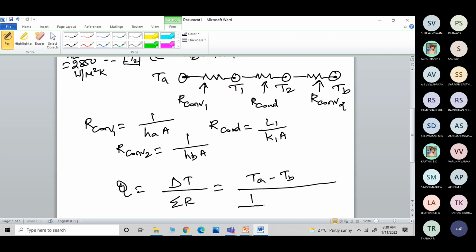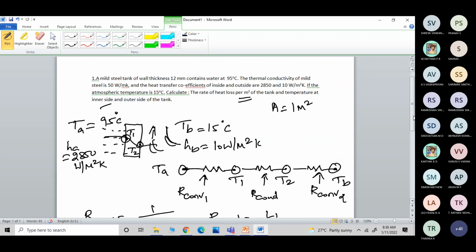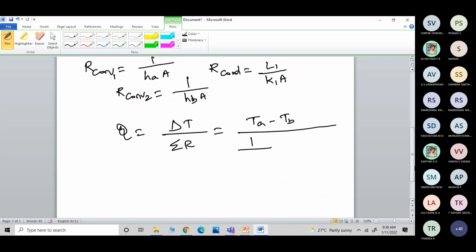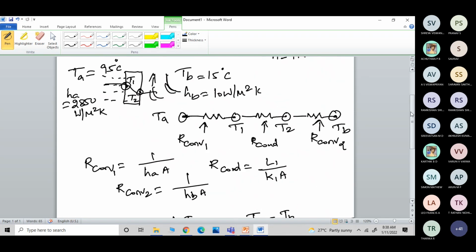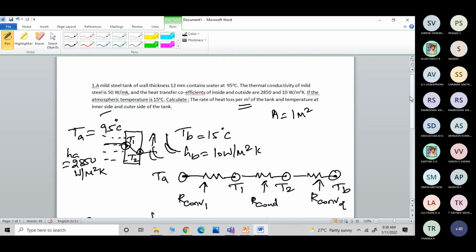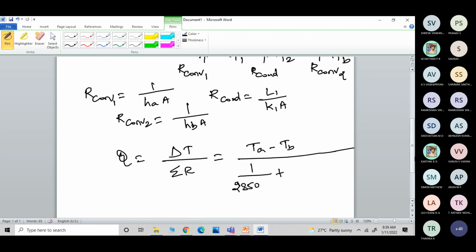What is 1 by HA? HA value? 2850. So 1 by 2850 plus, what is the other value? L1 by K1 into A1. The distance is only 12 mm. Okay, substitute 12 mm in meters: 12 into 10 power minus 3. So always substitute in meters. Generally the students will be making the mistake here.